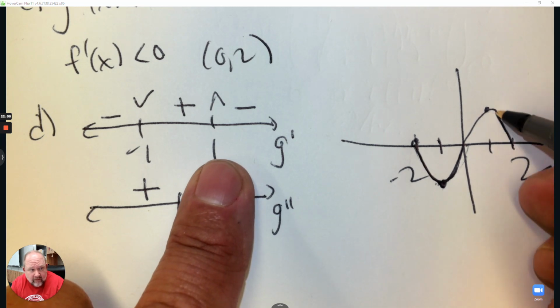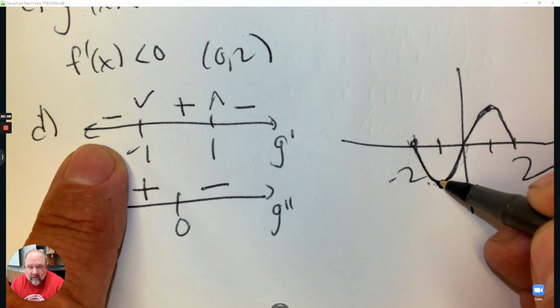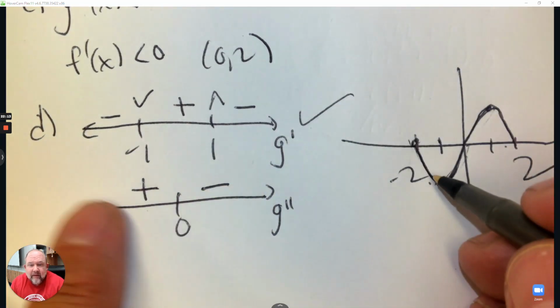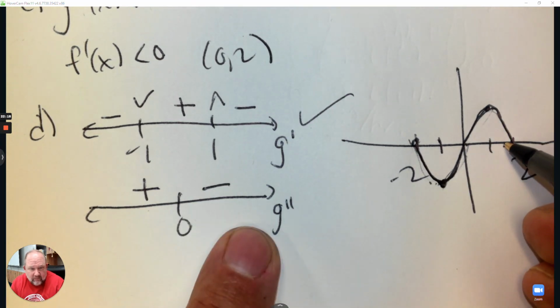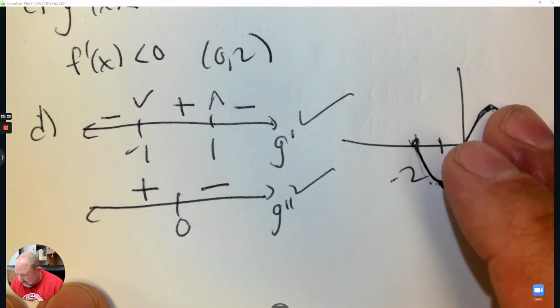And just make sure that it all matches. So this says, does it go down? The next part, does it go up? And the next part, does it go down? So it matches. Is this concave up to 0, and then is it concave down to 2? Perfect. So this matches that. That's what that graph would look like.